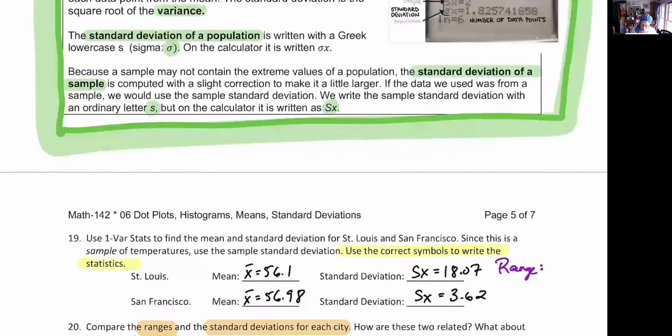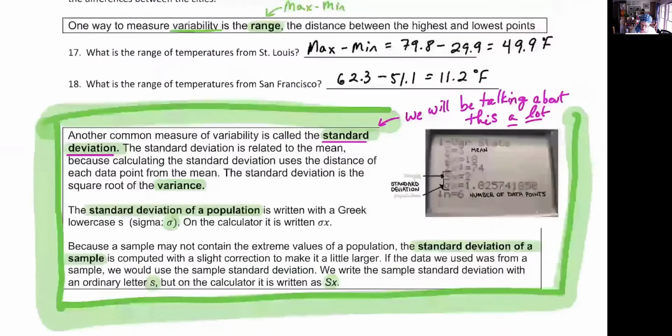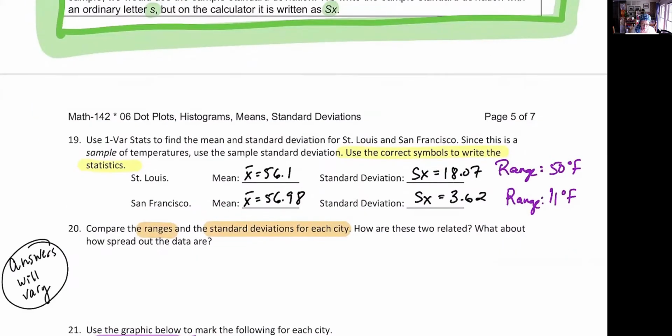city. The range for St. Louis, we'll call it 50 degrees, and the range for San Francisco was 11 degrees Fahrenheit. Compare these two and think about, well, how are these two related?